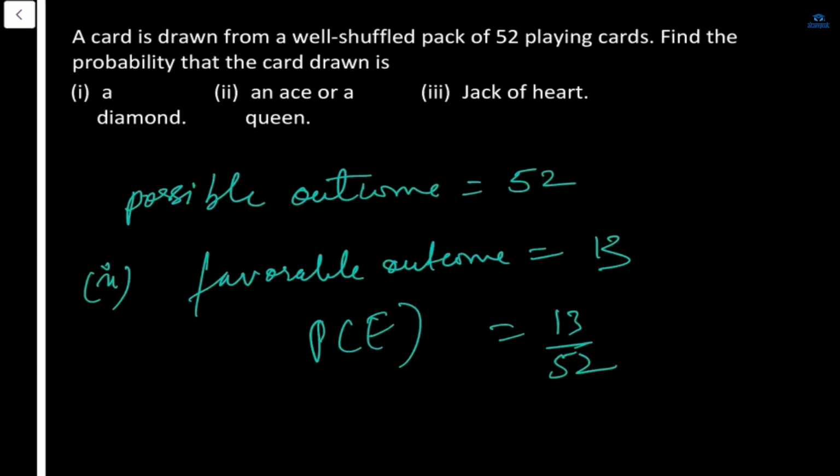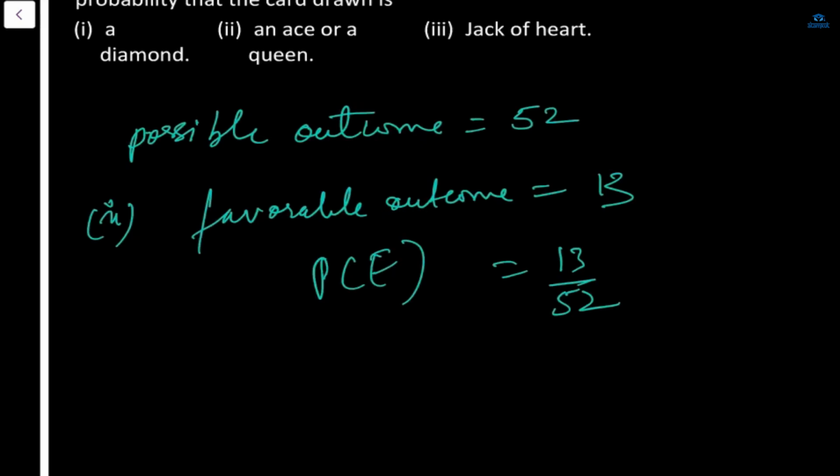Now, similarly, we can go for the other parts also. An ace or a queen. How many aces are there? There are 4 aces. Each category has one ace. We have diamond, heart, spade, and one more, which was club.